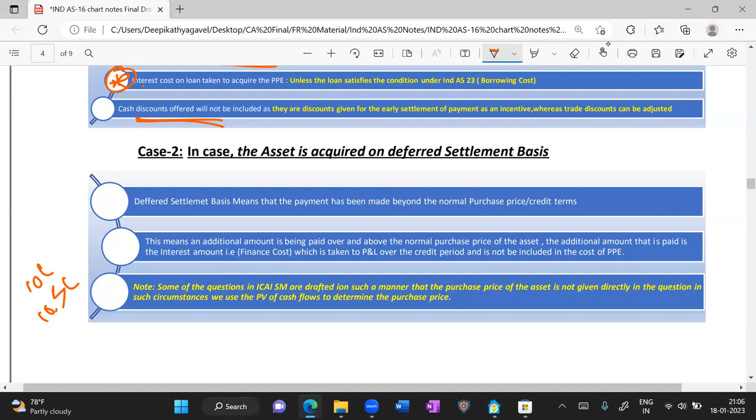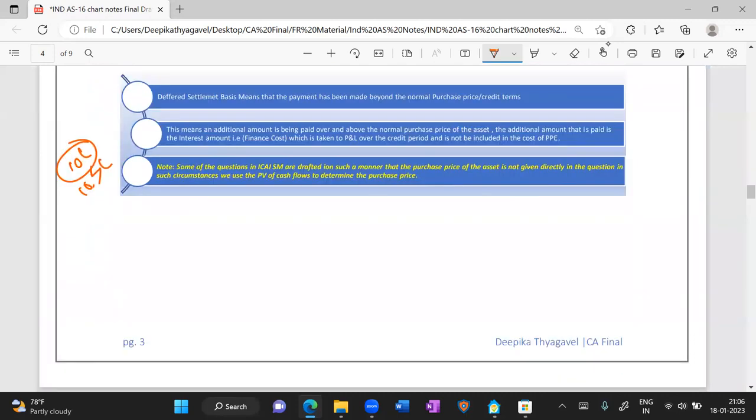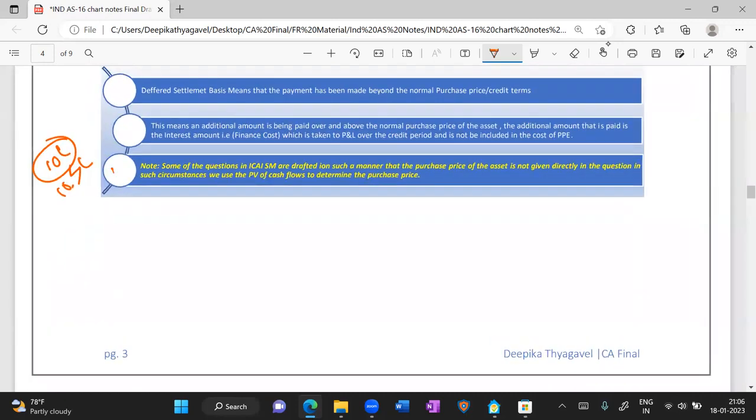The standard also says the same thing. In case the payment for that asset is made on a deferred settlement basis, what you're paying extra is not the amount you're paying for your PPE. It is the amount you're paying for that deferred settlement arrangement. So that is basically your interest cost, your finance cost, and it will be taken to your P&L. And this 10 lakhs ideally is the cost of the property, plant and equipment, as the standard says. Now there's one more very interesting thing that you will observe in some of the questions in the ICAI.